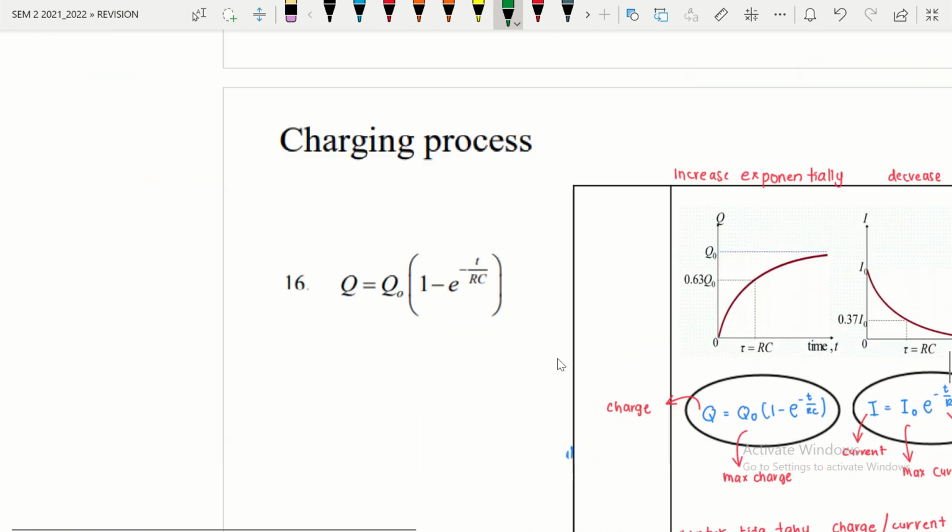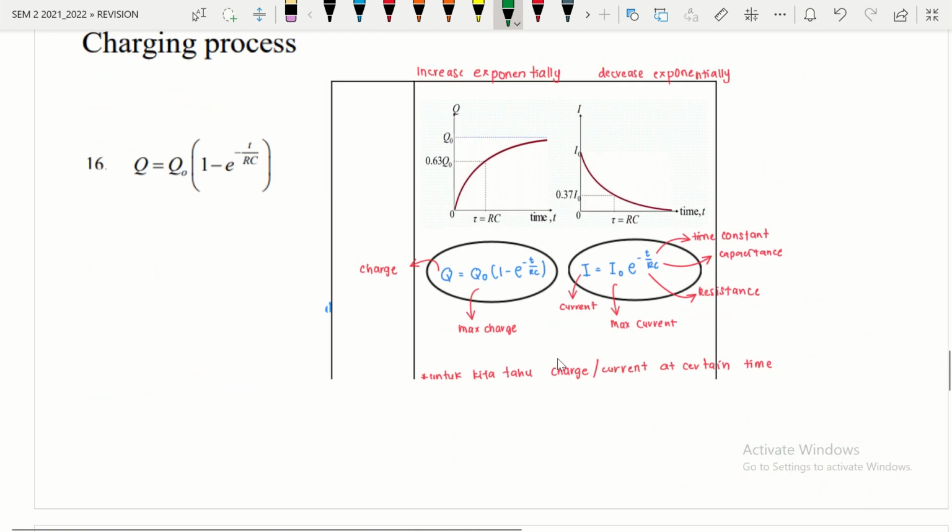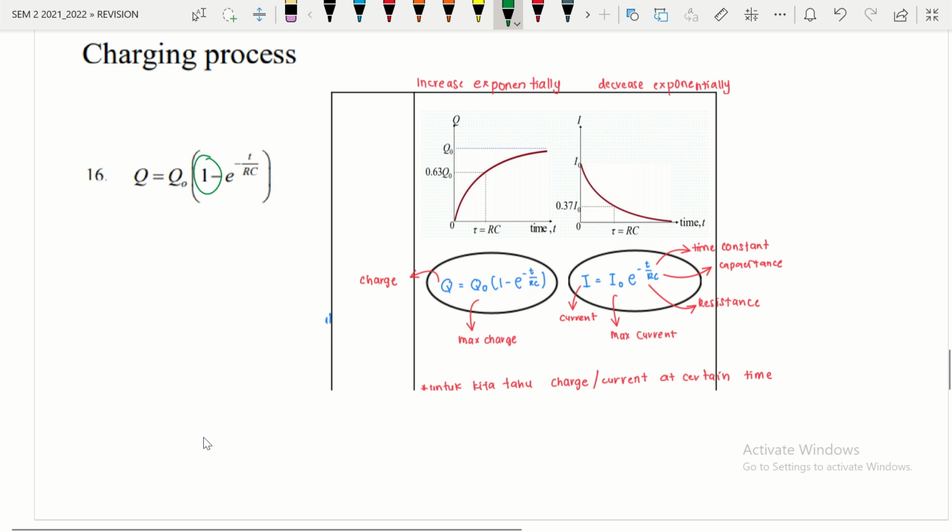Whereas for the charging process, equation number 16. Don't get confused. For the charging process, we take 1 minus. And likewise, Q is the charge at that particular time. And Q0 is the maximum charge or we say initial. Okay, no. It is the maximum charge. The charge that is highest, it is the maximum. That is as far as we can charge it. Okay. So, likewise. For discharging, it is 0.37 of the initial charge, right. Maximum charge. For charging, it is 0.63 of the maximum charge. So from 0.63 of the maximum charge, only then can we get our time constant.